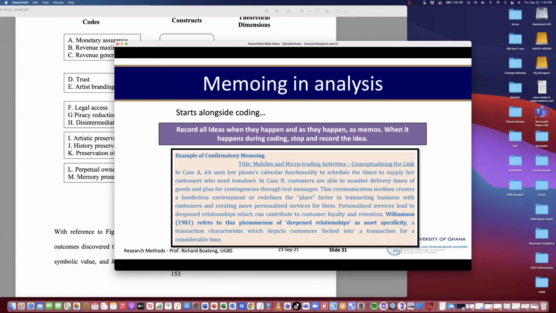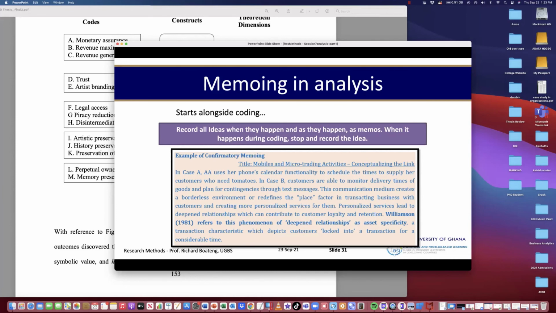In case A, AA uses the mobile phone's calendar functionality to schedule times to supply her customers who need tomatoes. In case B, customers are able to monitor the delivery times of goods and plan for contingencies through text messages. This communication medium creates a borderless environment or redefines the place factor in transacting business with the customers and creating more personalized services for them. Personalized services lead to deepened relationships, which can contribute to customer loyalty and retention. Williamson refers to this phenomenon as deepened relationships.